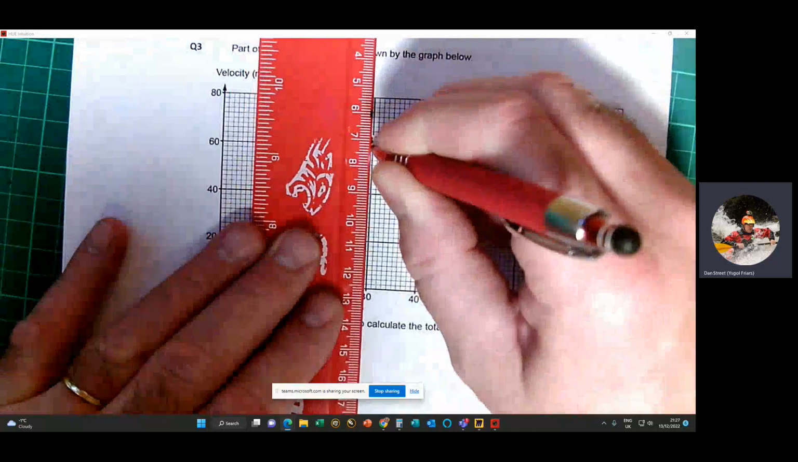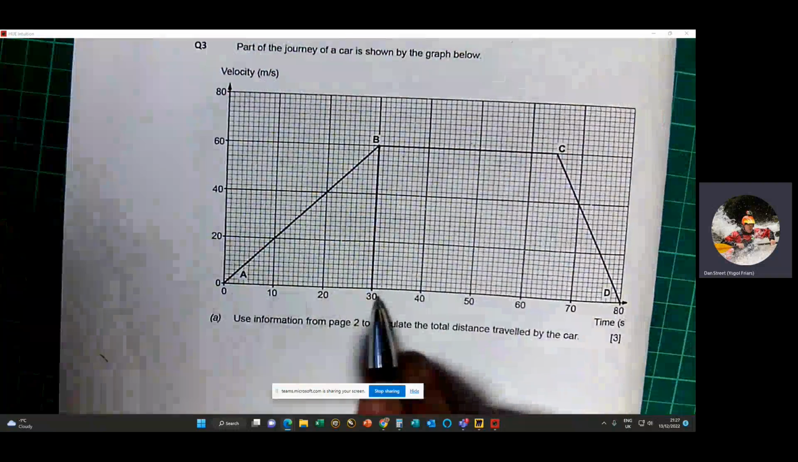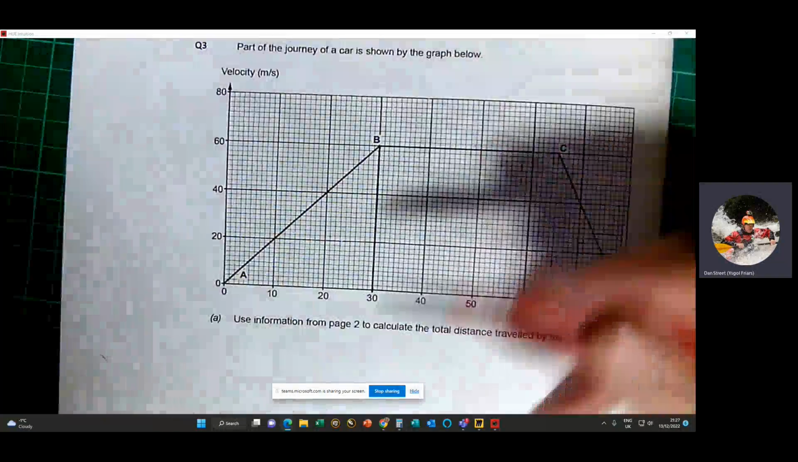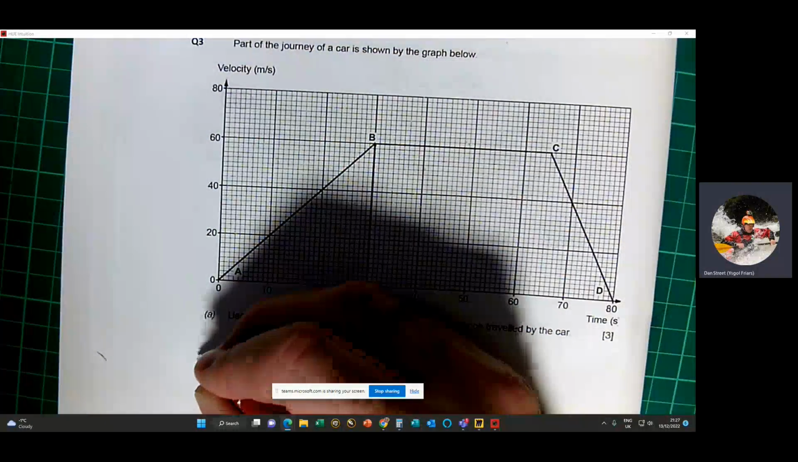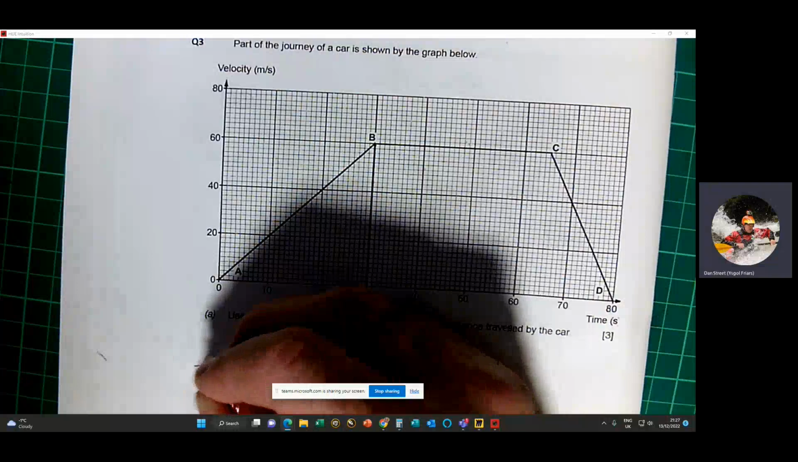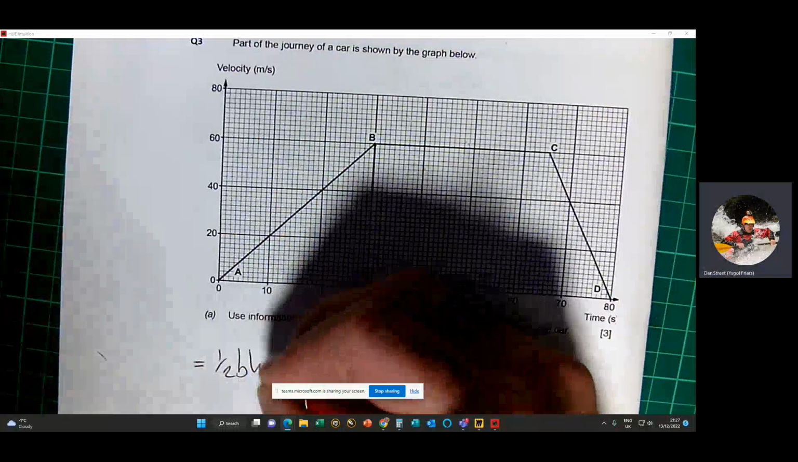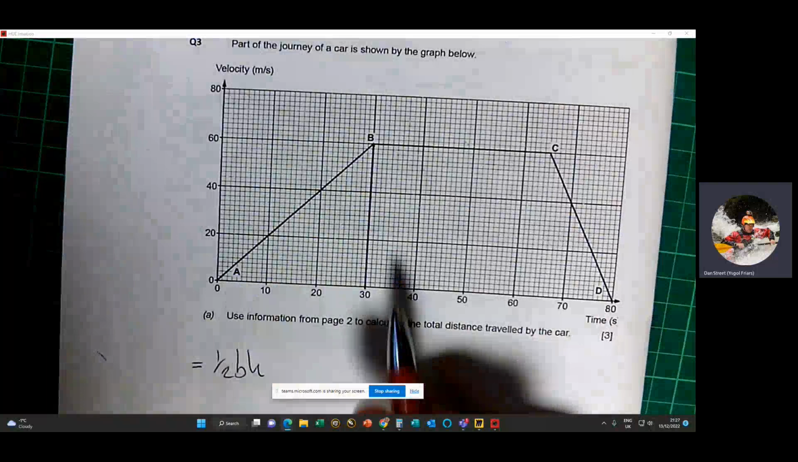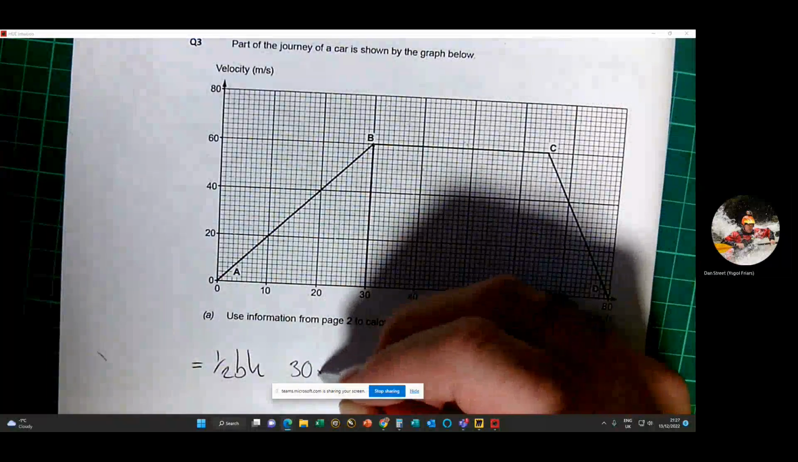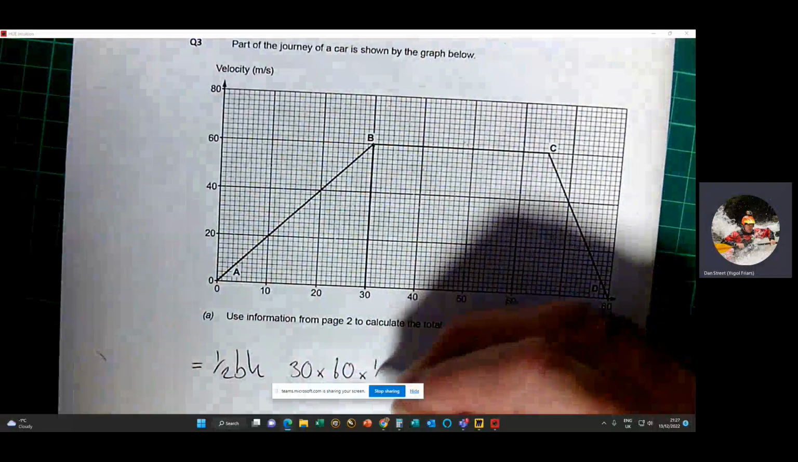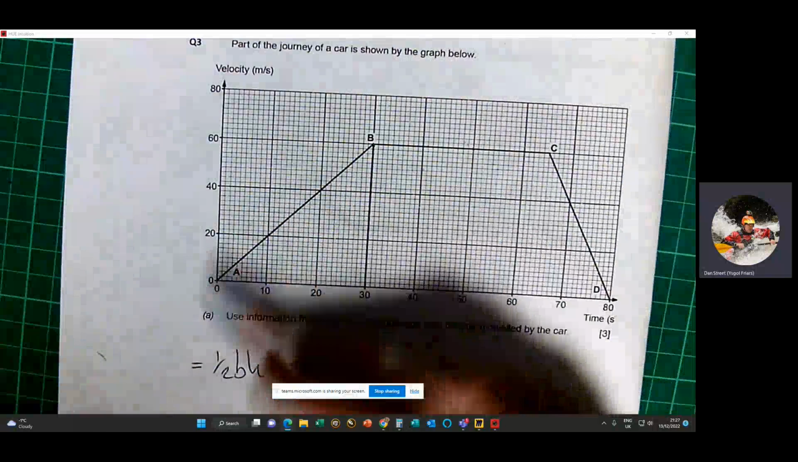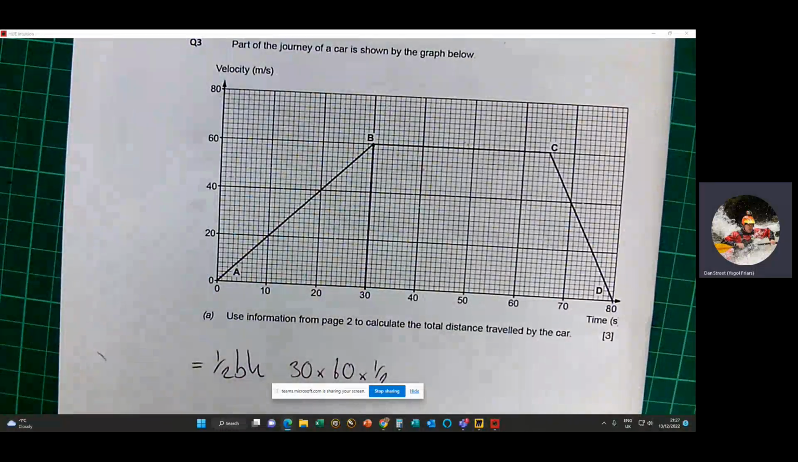If we have a look at this graph, we can break this graph into 3 main parts. So we've got this part here, which is a triangle, and this triangle has a base of 30 and a height of 60. If we use the equation, the area of a triangle is half base times height, so we've got 30 times 60 times a half is the area under that first part of the graph.